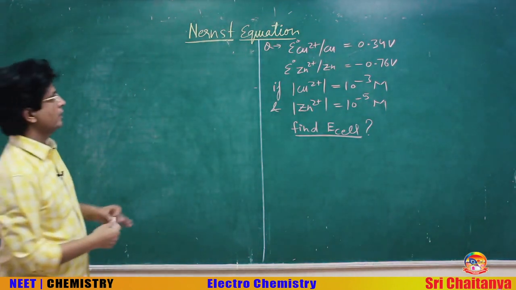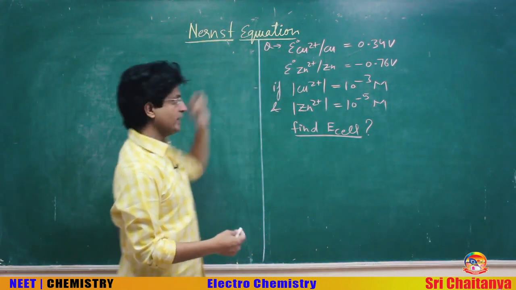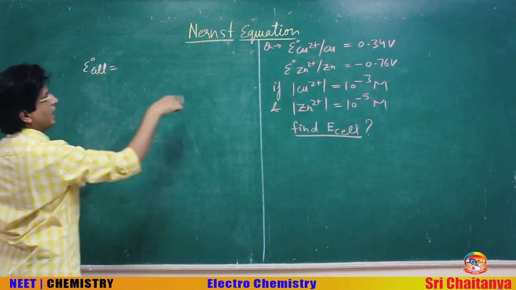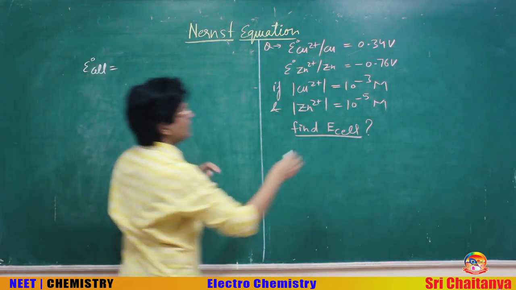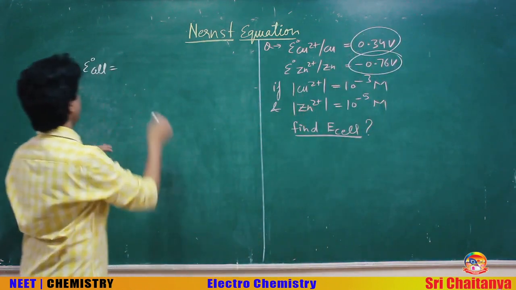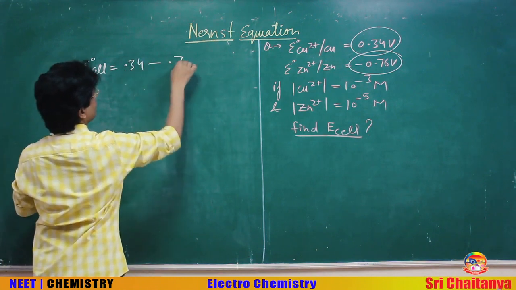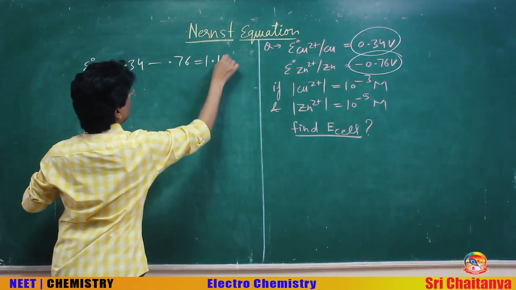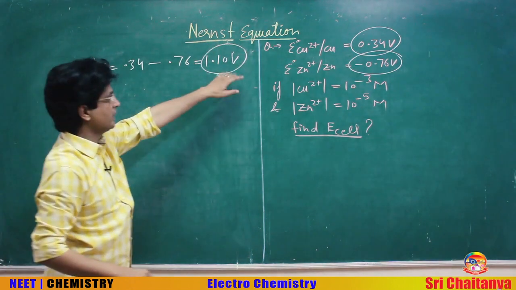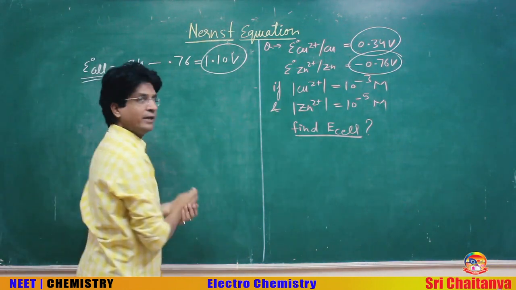See, first of all, let us find out, these are the two half cells. So let me find out the cell potential. E naught cell will be higher SRP, which is for copper, minus lower SRP. So that will be 0.34 minus of minus 0.76, that will be 1.10 volt. Now this is the E naught cell when the cell is under standard conditions. Is that clear?